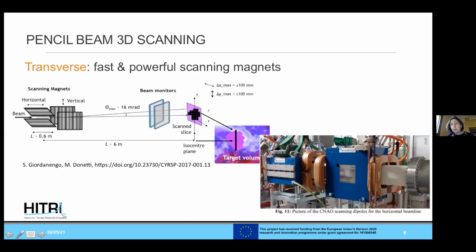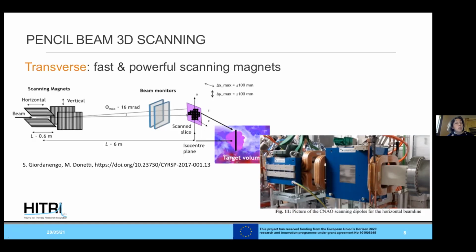And this is a picture of the scanning system of CNAO at one of the fixed lines. You see, this is the first bend. You recognize it because it has only two coils, and the magnetic field is here vertical. And these are the two pieces of iron. And this is the same bend, but rotated by 90 degrees, so that you get bending in the opposite direction. So this is for the transverse plane.